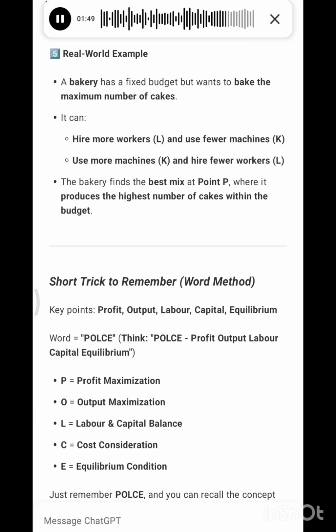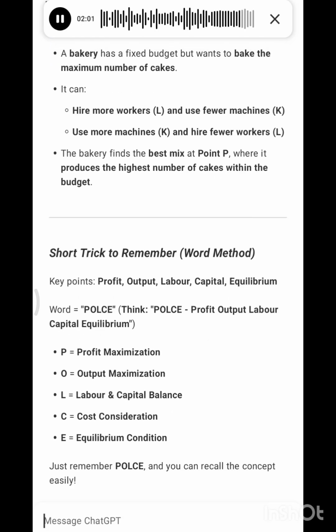Short trick to remember, word method. Key points: profit, output, labor, capital, equilibrium. Word equals PULSE. Think PULSE: profit, output, labor, capital, equilibrium. P, profit maximization. O equals output maximization. L, labor and capital balance. C equals cost consideration. E equals equilibrium condition. Just remember PULSE, and you can recall the concept easily.